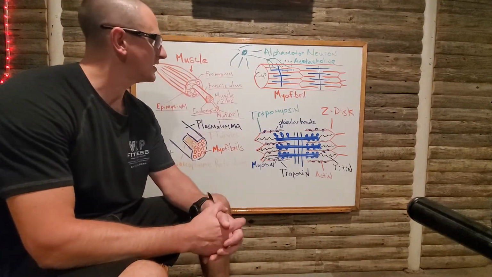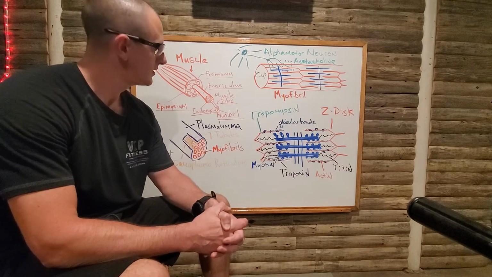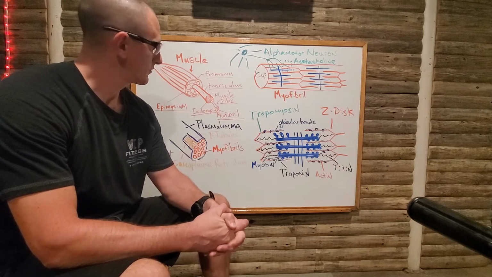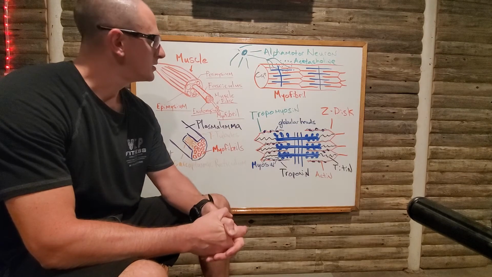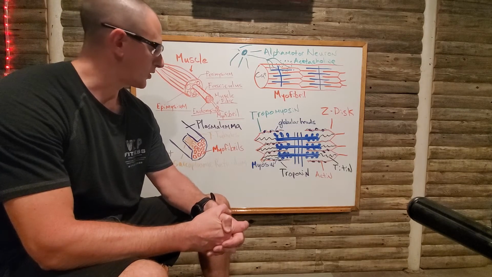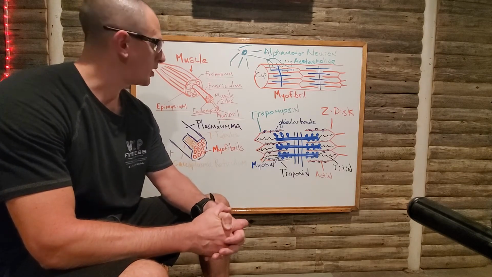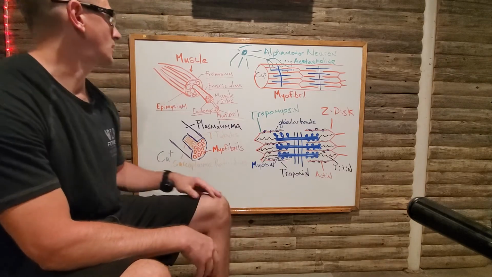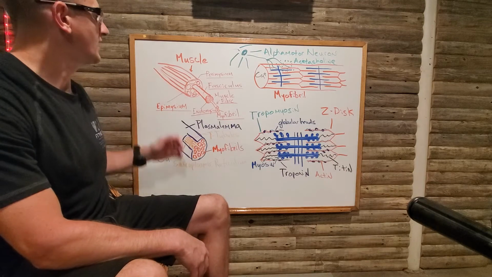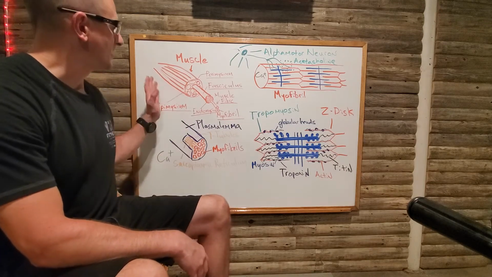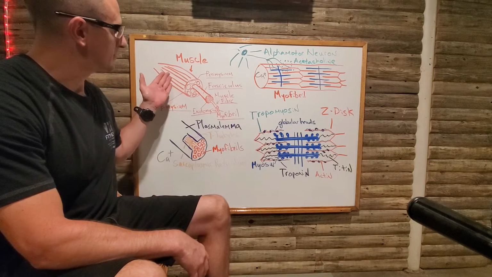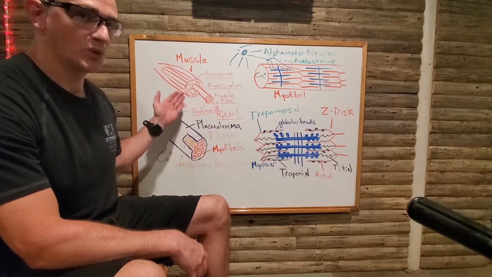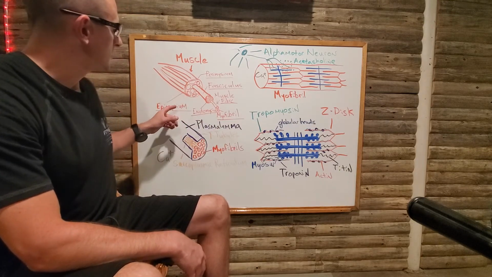I made you guys a model of the sliding filament theory. While there's a lot on here, most of it you won't actually have to put onto your model. So we started with a very simple drawing of a muscle, and within a muscle, we break down into multiple different systems within the muscle itself.